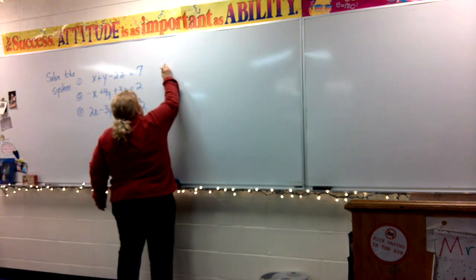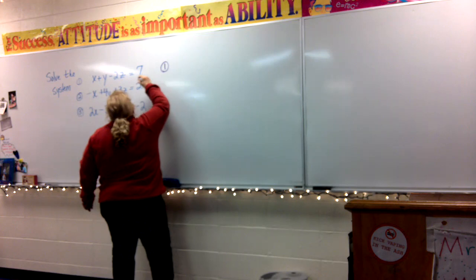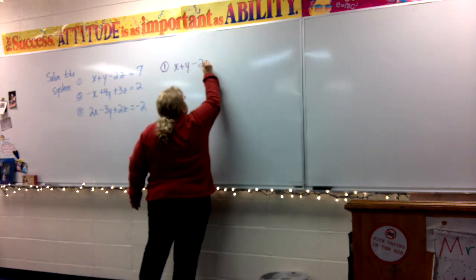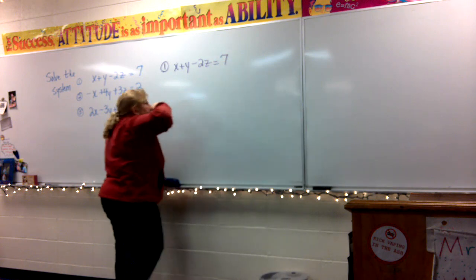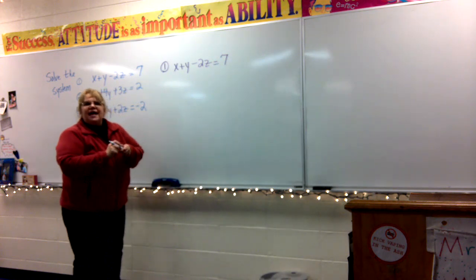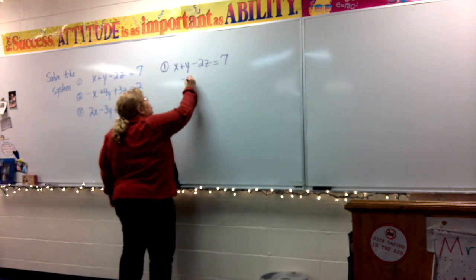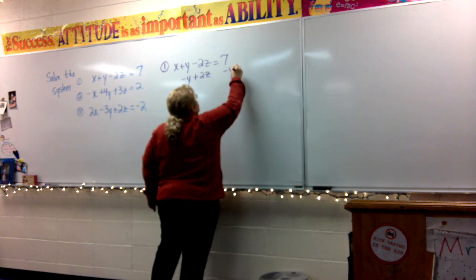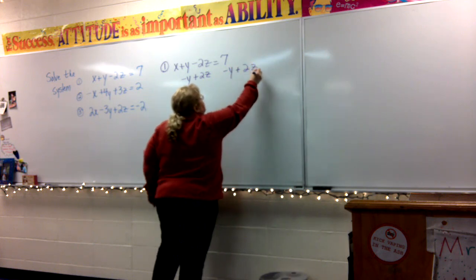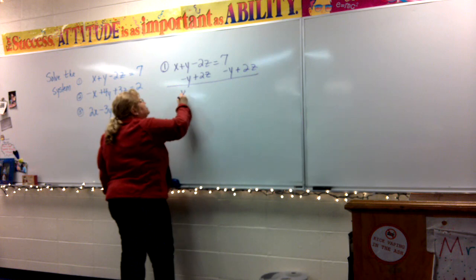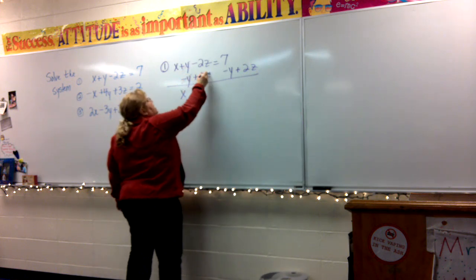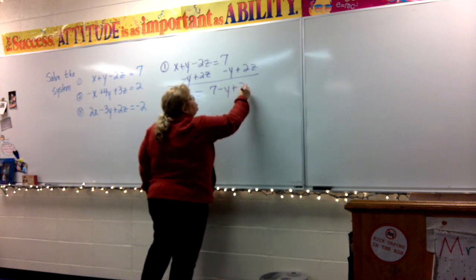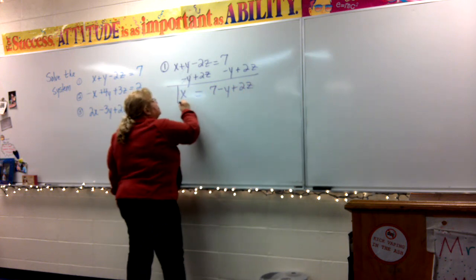So I'm going to use equation number 1: x plus y minus 2z equals 7. Not too difficult to get x by itself, right? Or if you wanted to get y by itself, you could do that as well. Subtract y, add 2z. So what do we get? x equals 7 minus y plus 2z. I'm going to put a box around that.